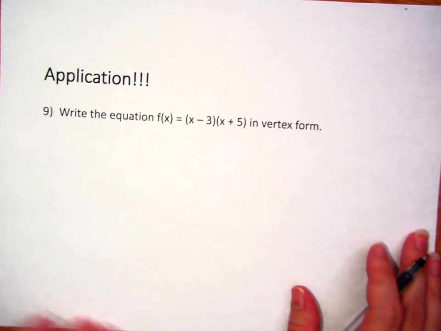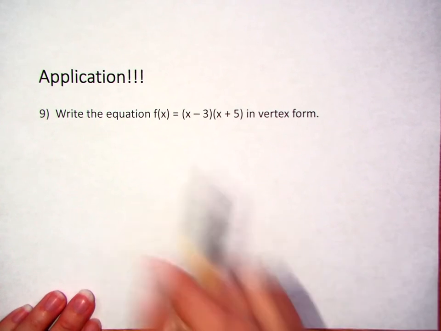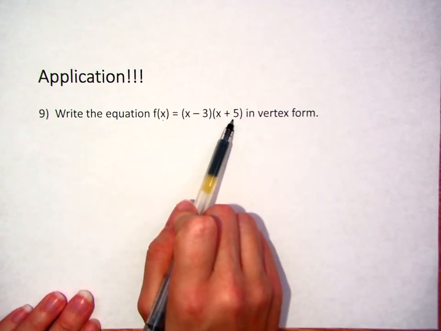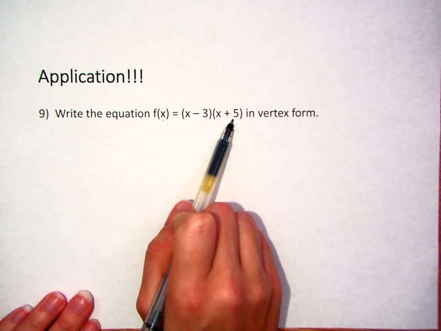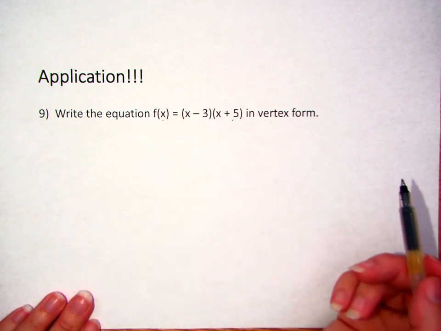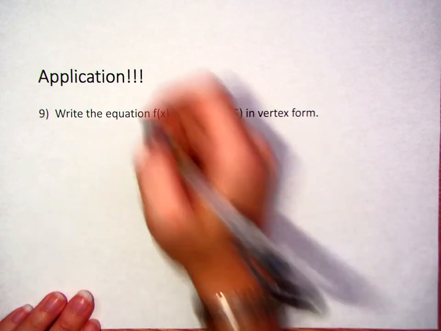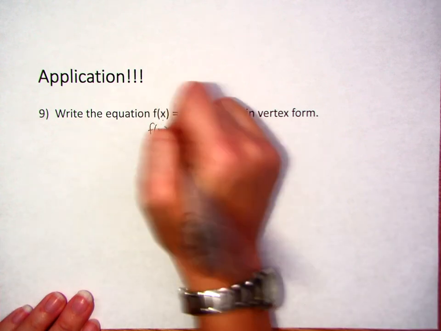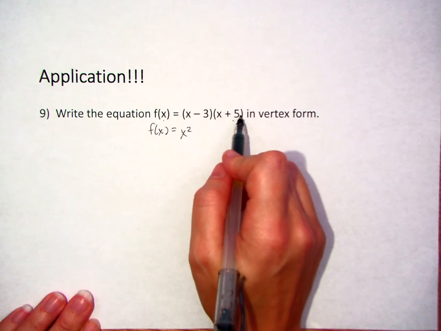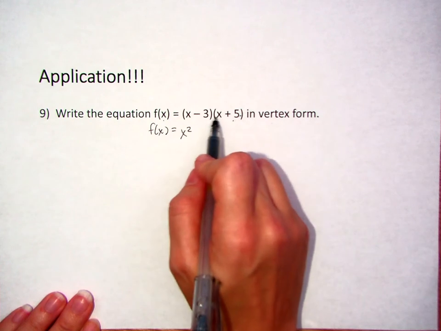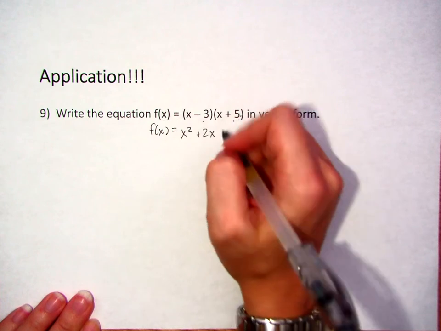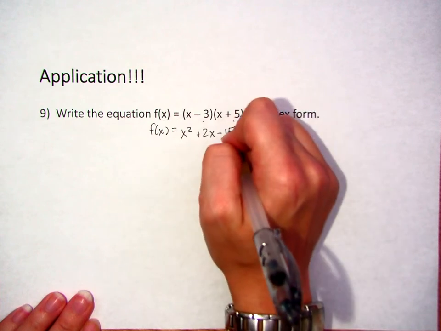You could have this where you have to apply it a little bit differently. If you notice here, this is in intercept form or factored form. So the first thing we'd want to do, if we're going to put it in vertex form, is go ahead and multiply it out. So we're going to FOIL. So f of x equals x times x would be x squared. X times 5 would be 5x minus 3x when I multiply these, so that would be a total of 2x. And then negative 3 times 5 would be negative 15.